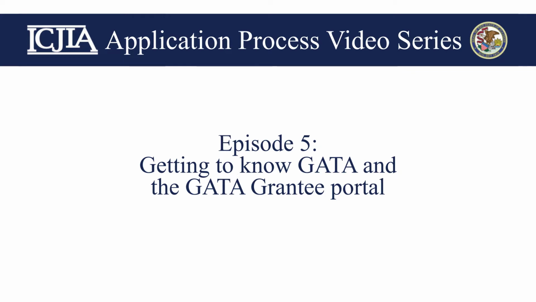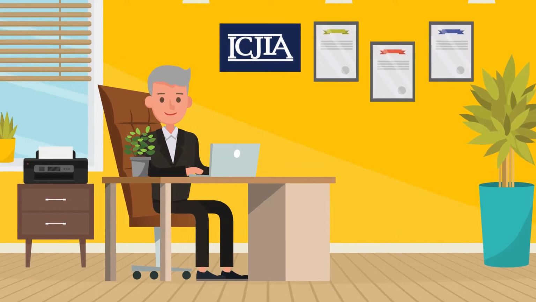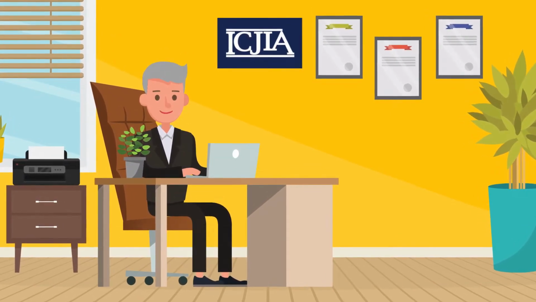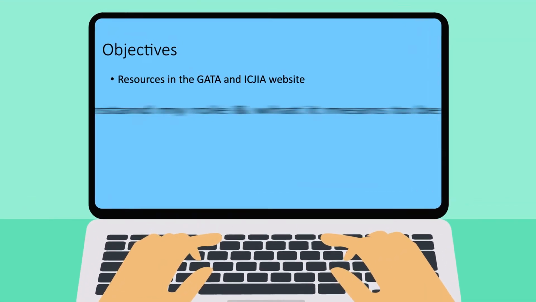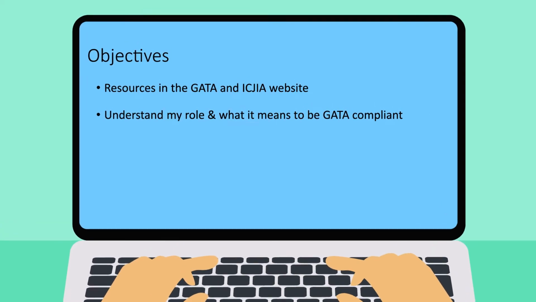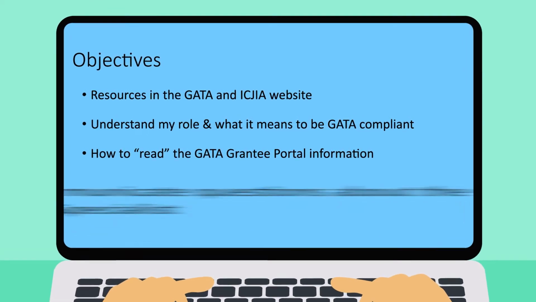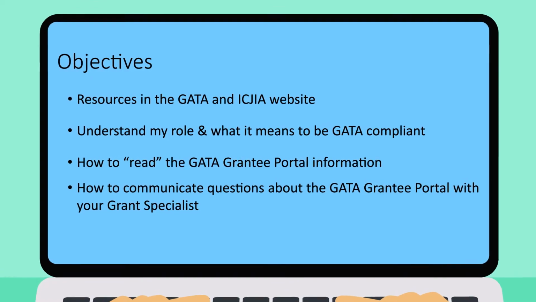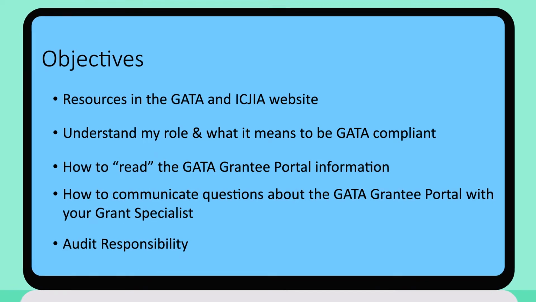This is an overview on getting to know the GATA Grantee portal and what your responsibility is as an applicant and grantee. The objectives for this session are finding resources in the GATA and ICJIA website, understanding my role as a registered user in the GATA portal and what it means to be compliant, how to read the GATA Grantee portal information, how to communicate with your grant specialist or with your cognizant agency regarding GATA and the GATA Grantee portal, and responsibilities related to audit.